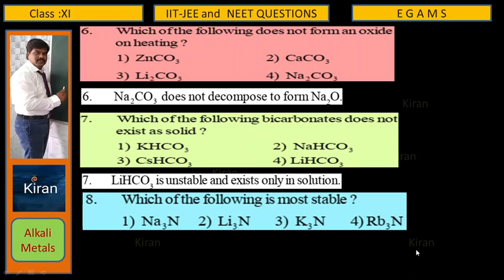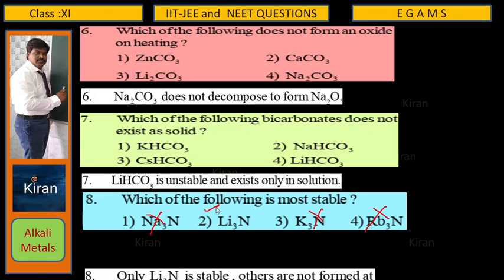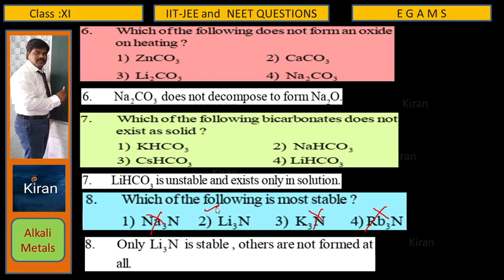Which of the following is most stable? Sodium nitride, lithium nitride, potassium nitride and rubidium nitride. These are all alkali metal nitrides. Potassium nitride, rubidium nitride and sodium nitride are not formed. Only lithium, because of its smaller size, forms a nitride. So this is a stable nitride. The right option is the second one. Only lithium nitride is stable, the others are not formed at all.